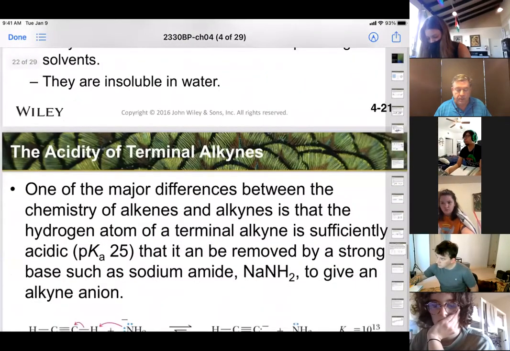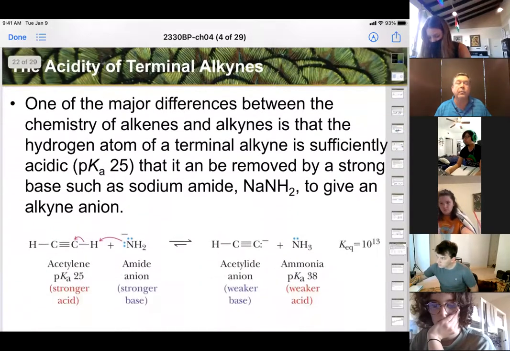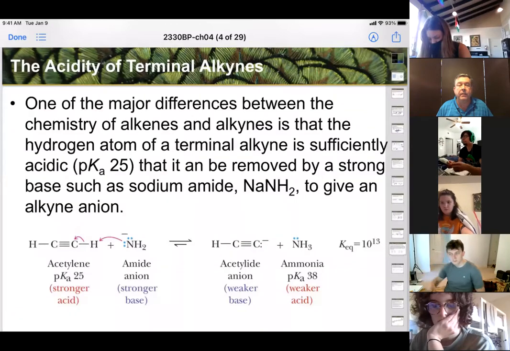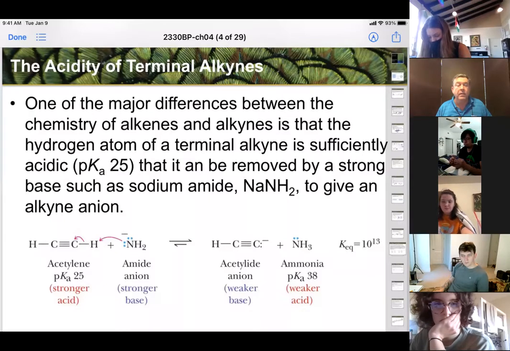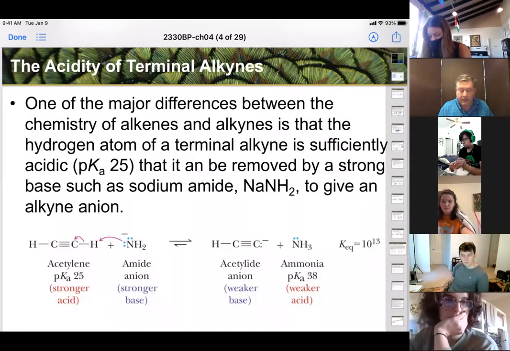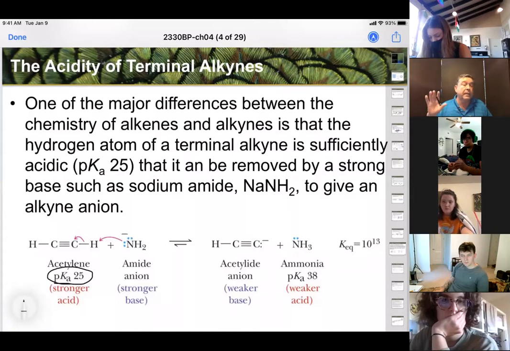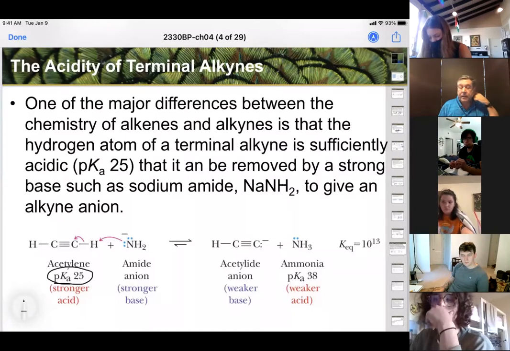Okay. So the other weird property about this is once we make a triple bond on a carbon there, if it has a remaining hydrogen on it, that is the most acidic hydrogen of any hydrocarbon. Okay, so what that means is it has a pKa of 25, which is a weaker acid than an alcohol, but a stronger acid than an alkane, and it can be deprotonated.